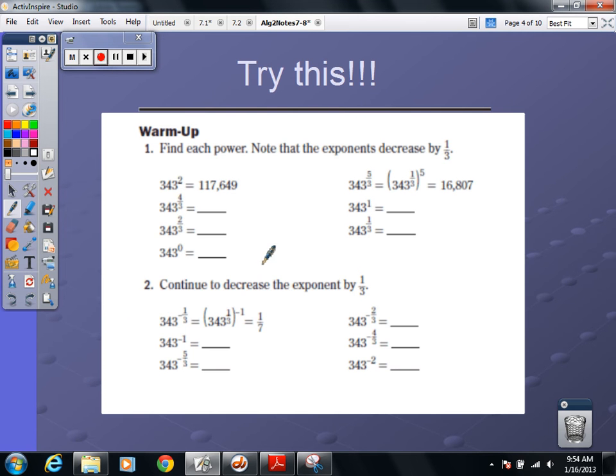Okay, so let's do some review here. I should have grabbed my calculator. Okie dokie, here we go. 343 squared, they're going to go ahead and tell us what that is. So now let's talk about 343 to the 5/3. We're going to do the 1/3 power first because 343 to the 1/3 power is the same thing as the cube root of 343, and that is 7.